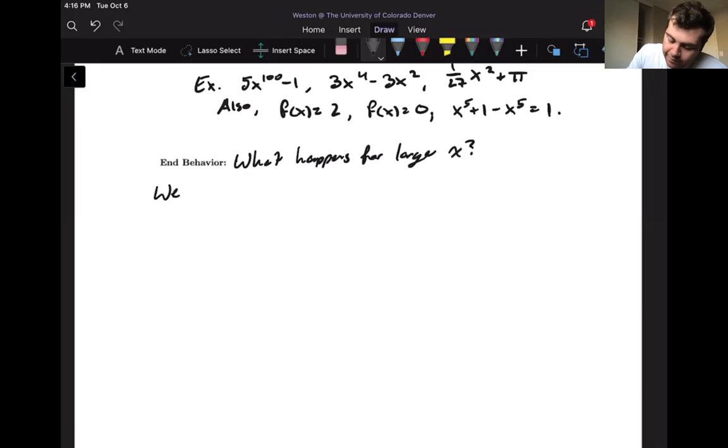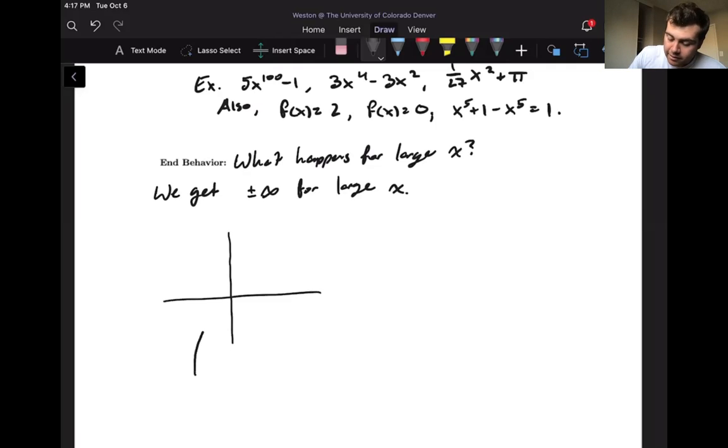So we get plus or minus infinity. So it doesn't approach a constant. So that kind of tells us that the graph of the polynomial is going to look something like that. And it won't look something like that. So this is not a polynomial.